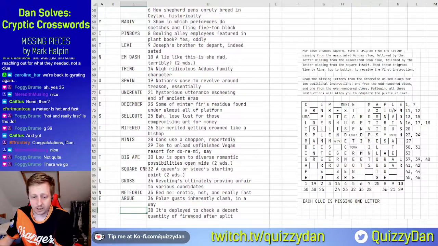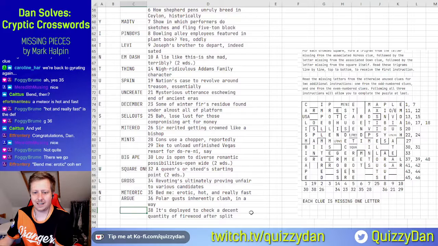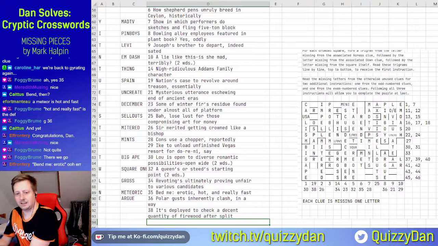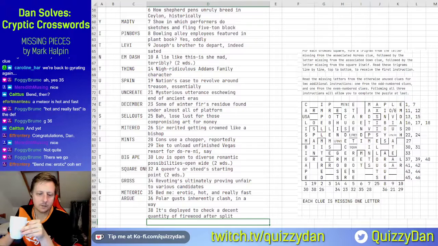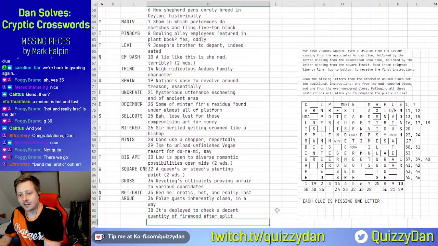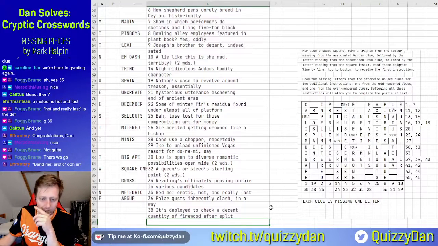38, last one, 4 letters beginning with R. It's deployed to check a decent quantity of firewood after split. It's deployed, it's destroyed, it's to check a decent quantity of firewood after split. All I can think of is ream, because it's a quantity of something, but it's not. Descent. So it's not a decent quantity, it's probably descent.